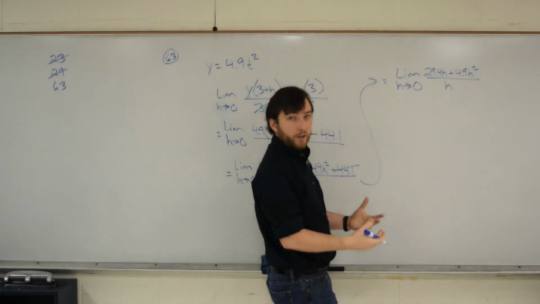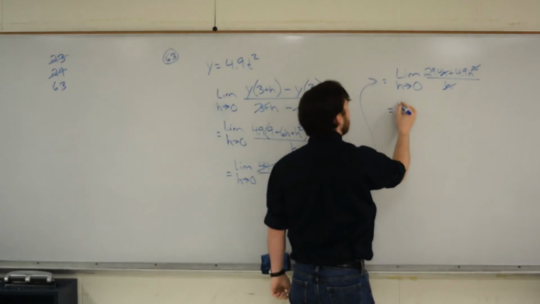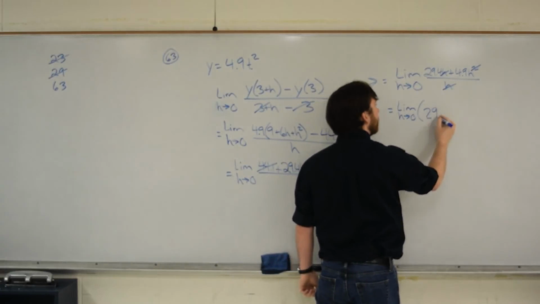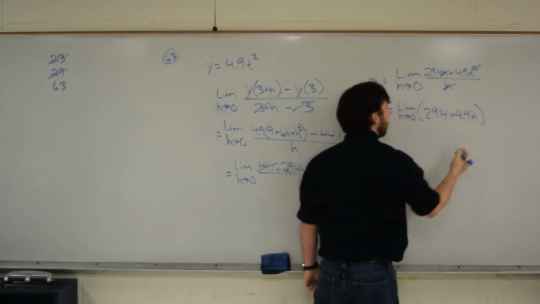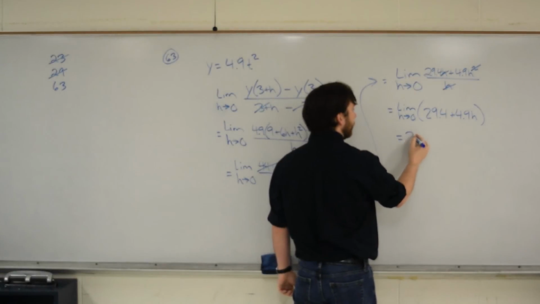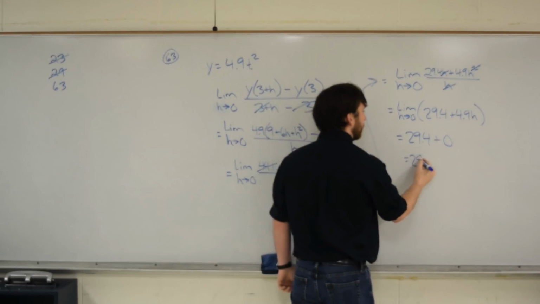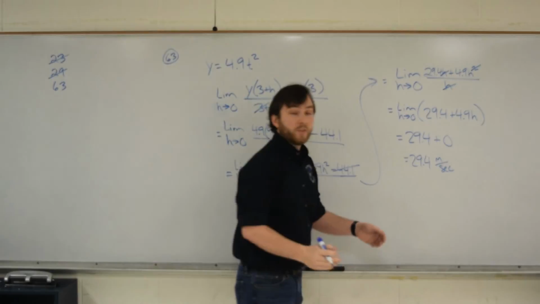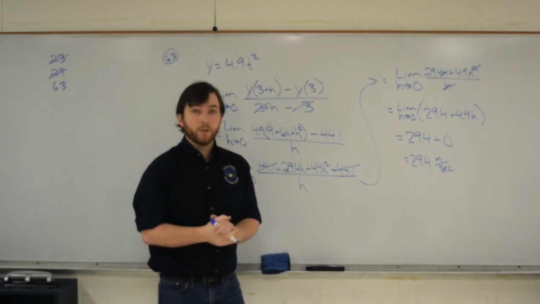Notice that everything in the argument at this point has an h in it. And the easiest way to evaluate a limit is substitution. We'll do that now. Seems like the instantaneous velocity 3 seconds in is 29.4 meters per second.